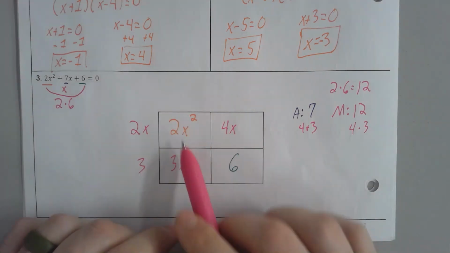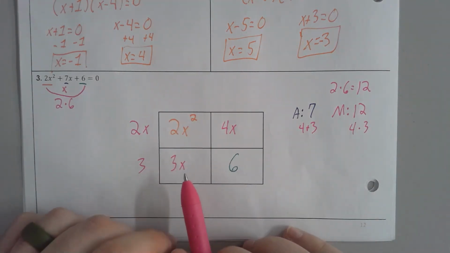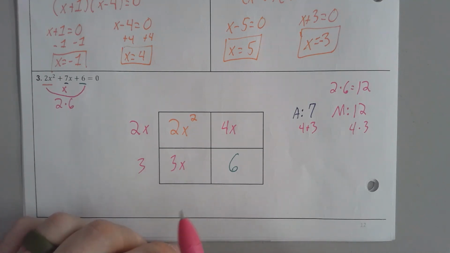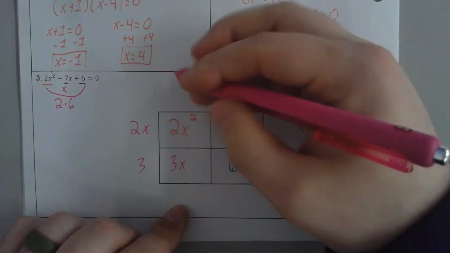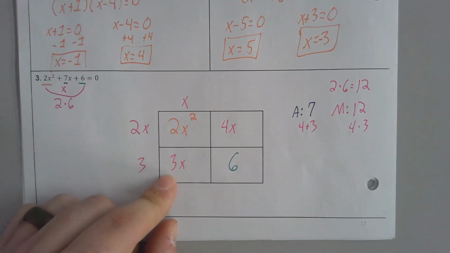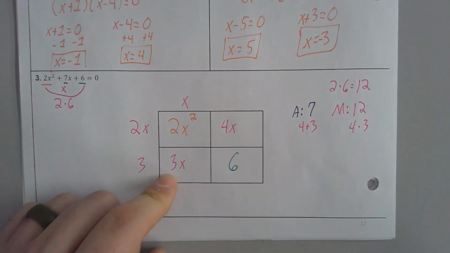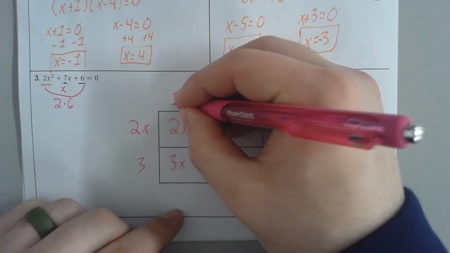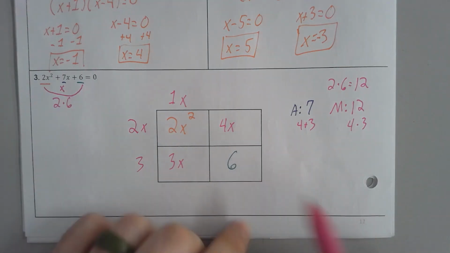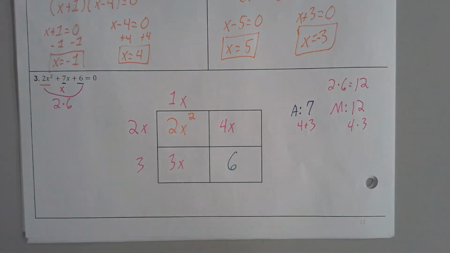But on this one, when we go down, we've got 2x squared and 3x. So we can pull at least one x out there, right? And then the greatest common factor of 2 and 3, that's just going to be 1. Alright, our second column here, 4x and 6. What would that greatest common factor be? 2. Good.